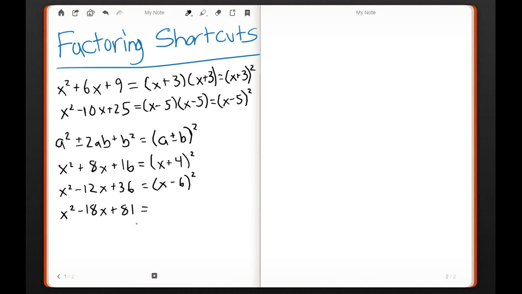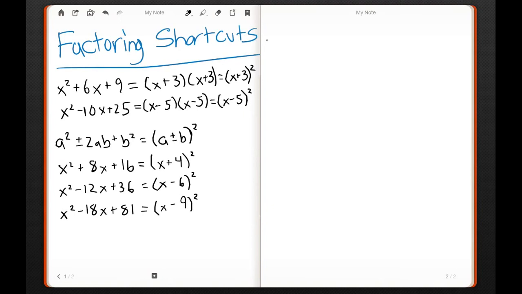So by now, hopefully, you're getting the habit of this. The square root of 1 is always 1, of course. So if you see just x squared here, you can just ignore that. All you have to make sure is that this number in front of x is twice the square root of this. So square root of 81 is 9, and 2 times 9 is 18. It's negative 18, so this is not going to be x plus 9 squared. It's going to be x minus 9 squared.